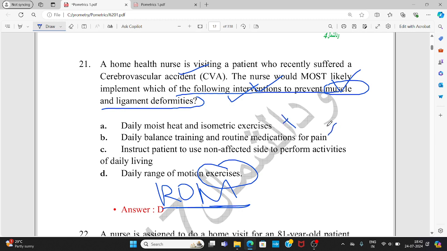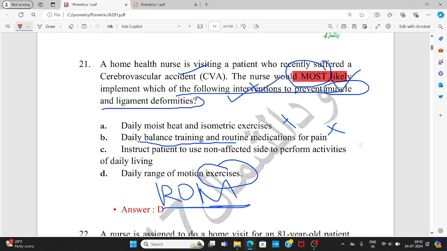So these are a little higher-end training, isn't it? Daily balance training. Instruct the patient to use the non-affected side to perform the activities of daily living. That's all true, but the most likely. So there itself you have a keyword. What is that? Most likely. Most likely will be range of motion exercises. Okay.